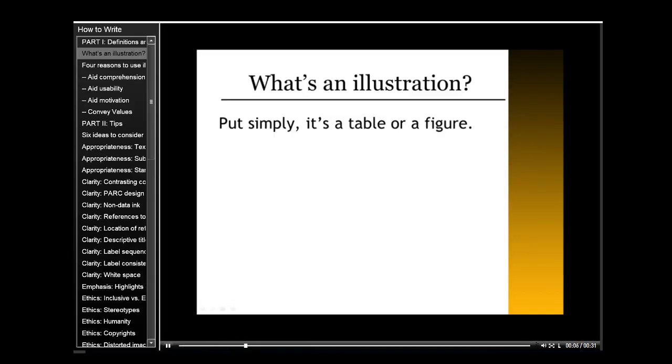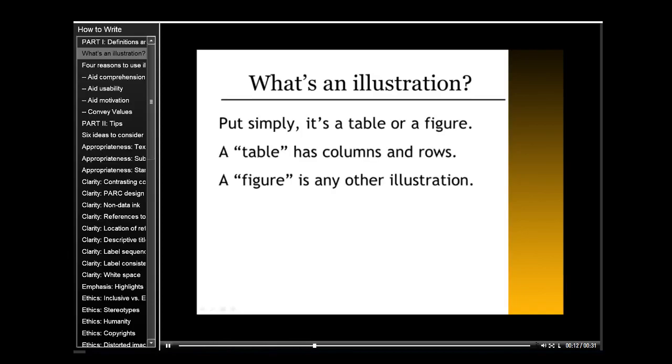To put it simply, an illustration is either a table or a figure. A table is something that has columns and rows. A figure is any other illustration. You can label illustrations with words other than figure. For example, you can say image, picture, drawing, things like that. That's fine. The big deal is you want to be able to differentiate between tables and figures because you treat the two things differently.